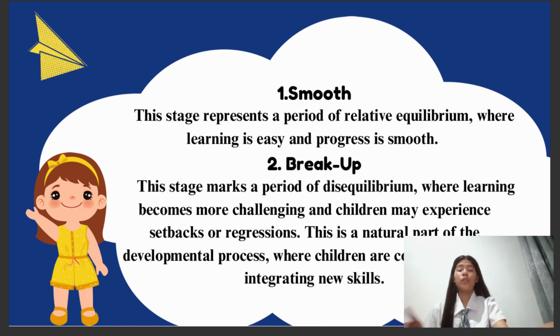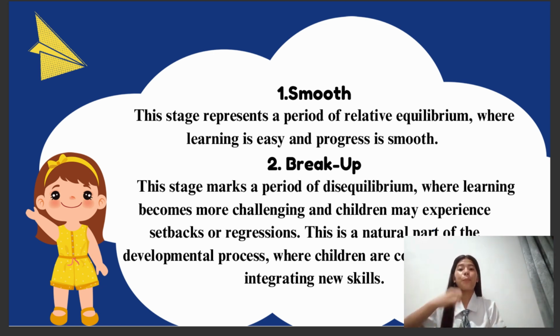The second that Gesell includes on the development of children is breakup. This stage marks a period of disequilibrium where learning becomes challenging and children may experience setback regressions. This is a natural part. From the word disequilibrium, hindi nababalanse ng isang bata yung body actions niya at saka yung sa kanyang learnings, like for example education.